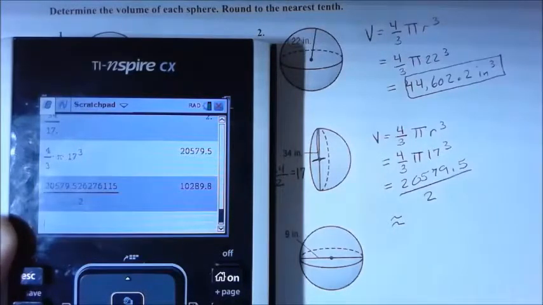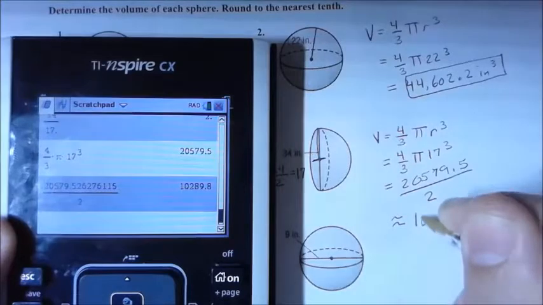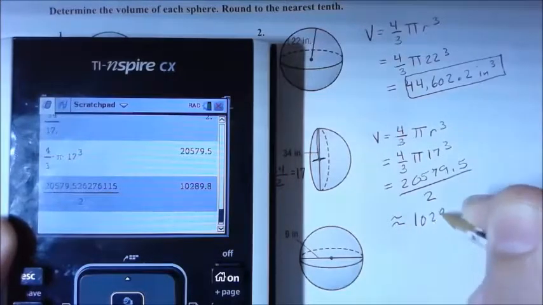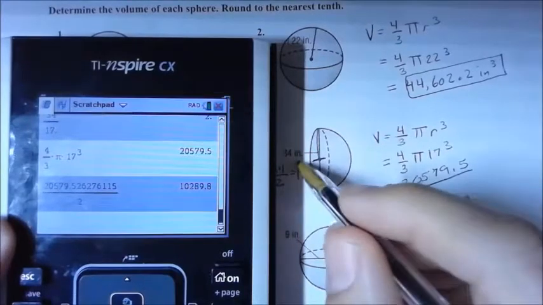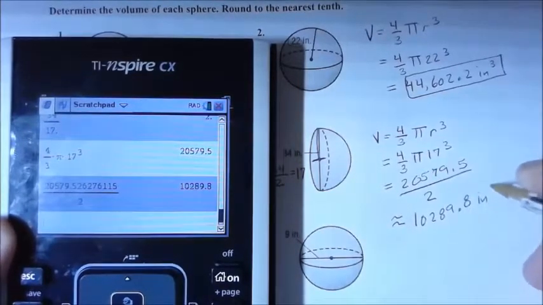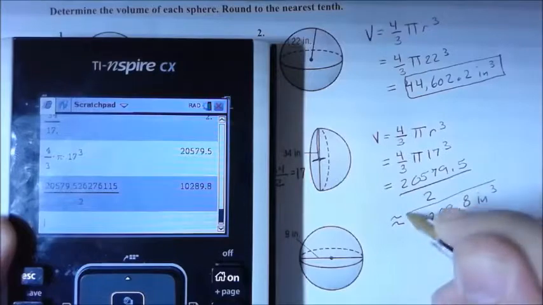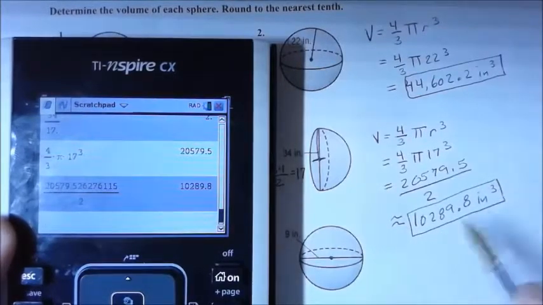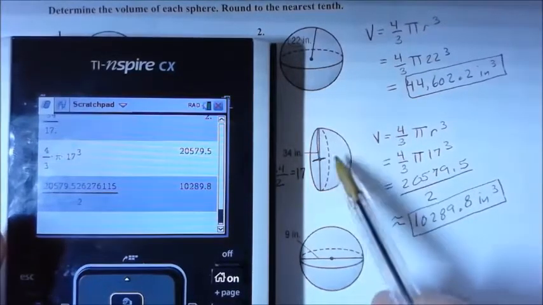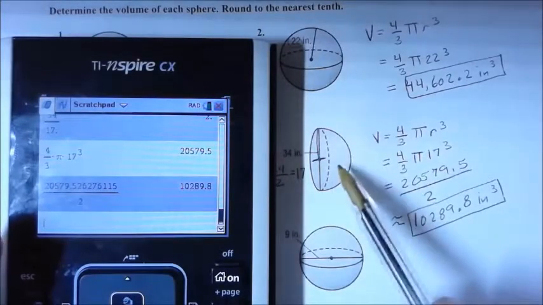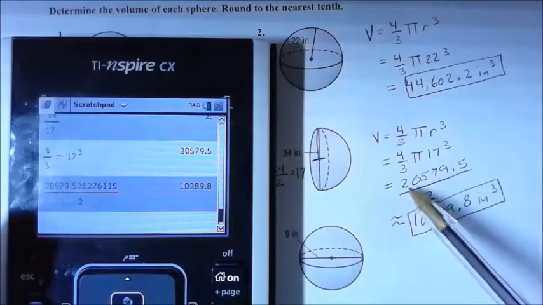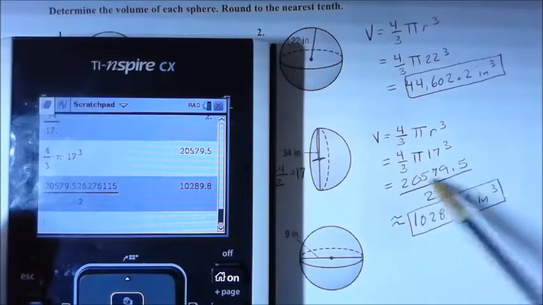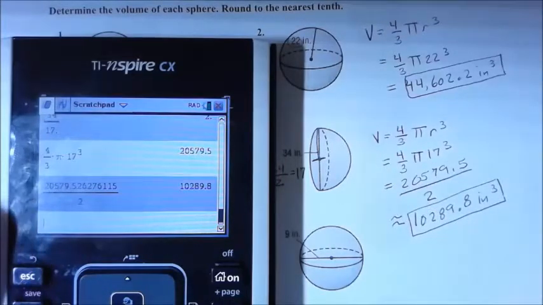And that divided by 2 gives me 10,289.8, and that's in inches cubed. So that's the only difference: if it's half of a sphere, we call that a hemisphere. What we're going to do is literally cut it in half at the end. So use the same formula and then just divide it by 2, and that'll give you your answer.